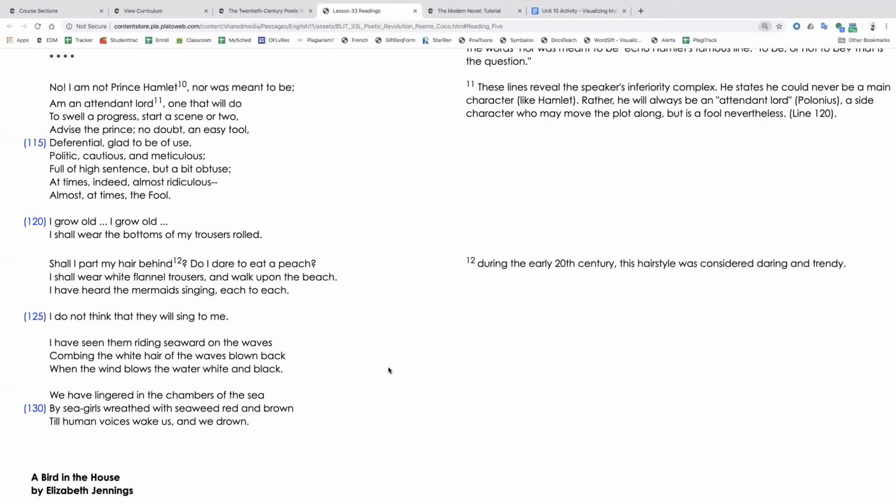Here he is again just talking about how negatively he views himself. I come off as a person who maybe is well to do, but I'm an obtuse person. Like I don't get things. I can be ridiculous. I'm foolish.